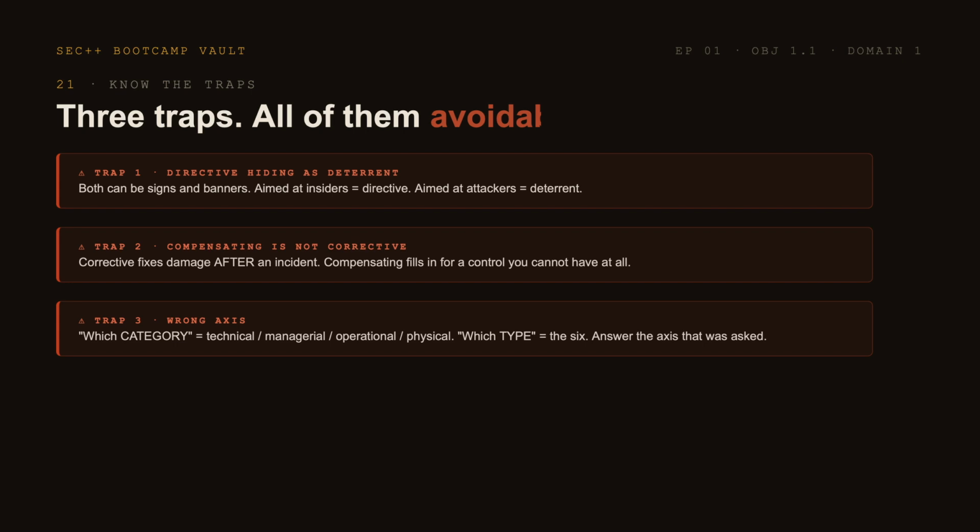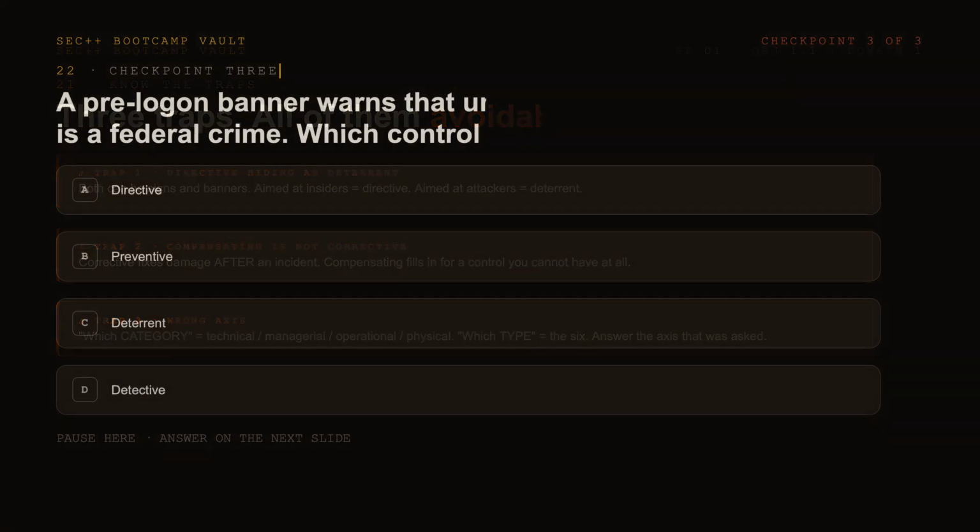Trap 2. Compensating is not corrective. Corrective cleans up damage that already happened. Compensating fills in for a control you cannot have at all. Trap 3. Read whether the question asks for the category or the type. If it says category, the answer is technical, managerial, operational, or physical. If it says type, it is one of the 6. Answer the wrong list, and you miss a question you actually knew.